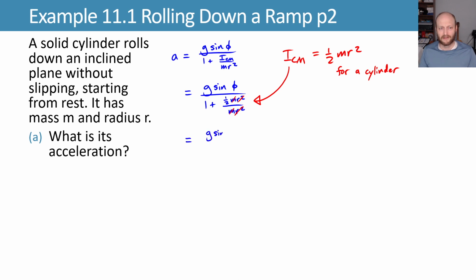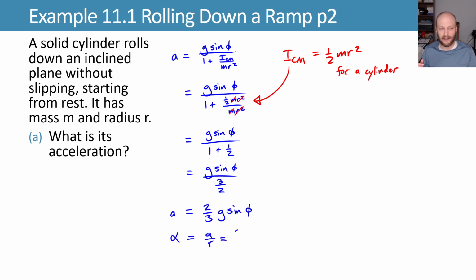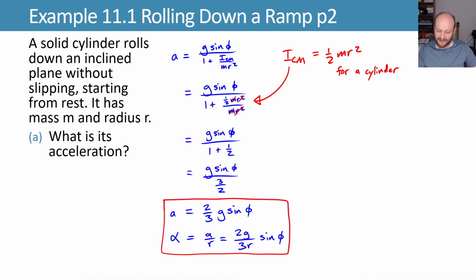and rewrite it to make it clear what's going on. We can combine the 1 and the 1/2 into 3/2. Dividing by a 3/2 is the same as multiplying by a 2/3. So we end up with our acceleration is 2/3 g sine phi. There we go. We have our acceleration, and because we're rolling without slipping, we know our angular acceleration as well. It's just going to be a over r, or 2g over 3r times sine phi. There we go. We have our acceleration.